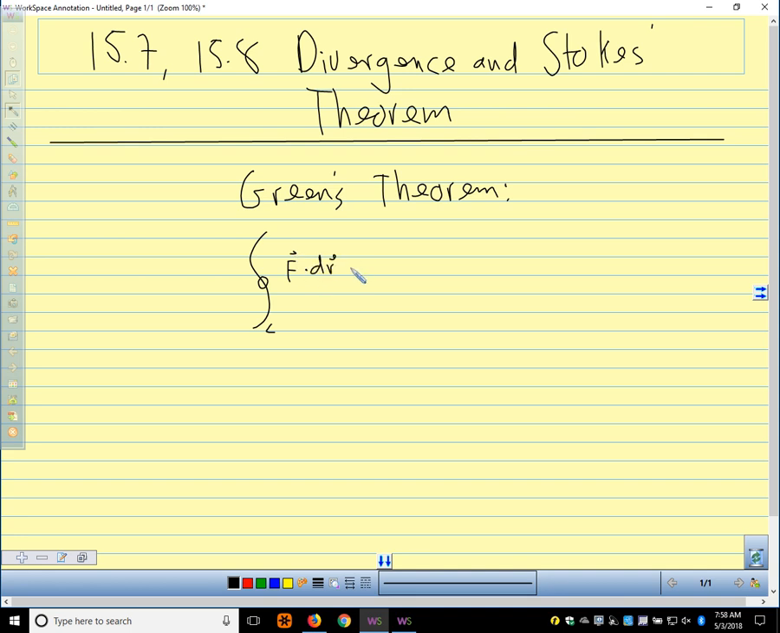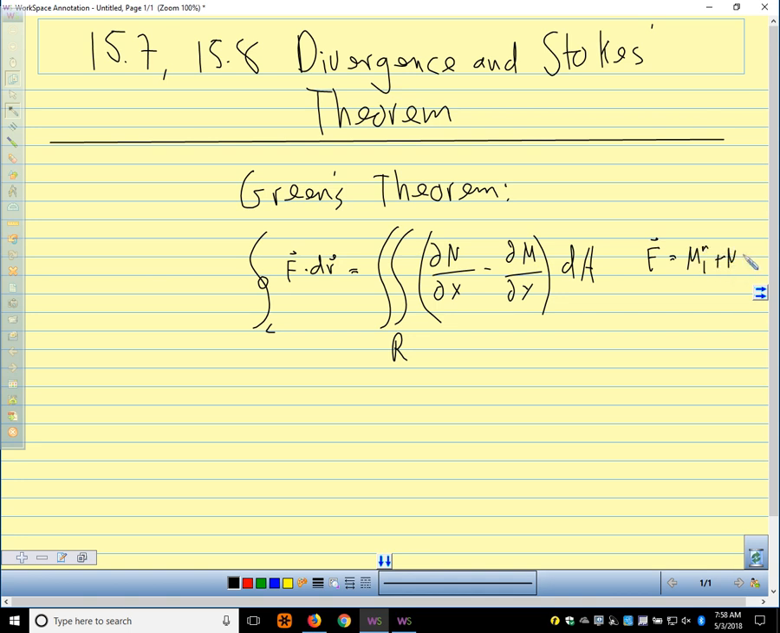F dot dr, is equal to the double integral over a simply connected region of dN/dx minus dM/dy dA, where F is M i hat plus N j hat.